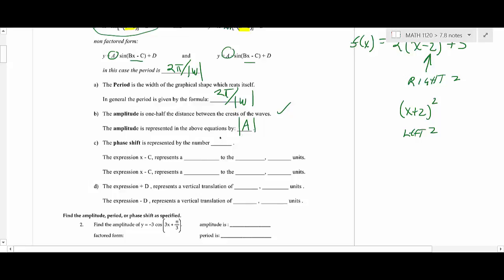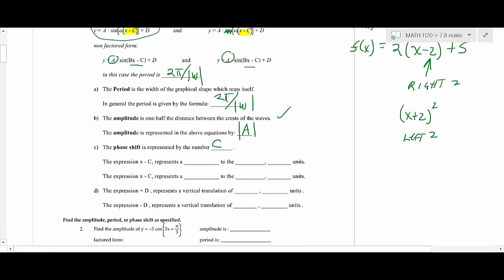Now the phase shift is going to be C. What we're going to start looking at is the factored form, and that's going to represent a phase shift. When you have x minus c, that gives you a phase shift. Since that's a minus, it's going to phase shift to the right c units. If it's plus, that's a phase shift to the left c units. That's the idea.